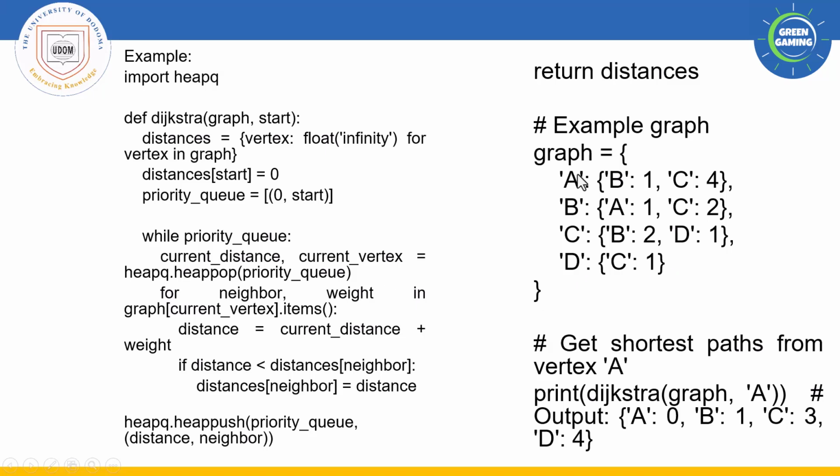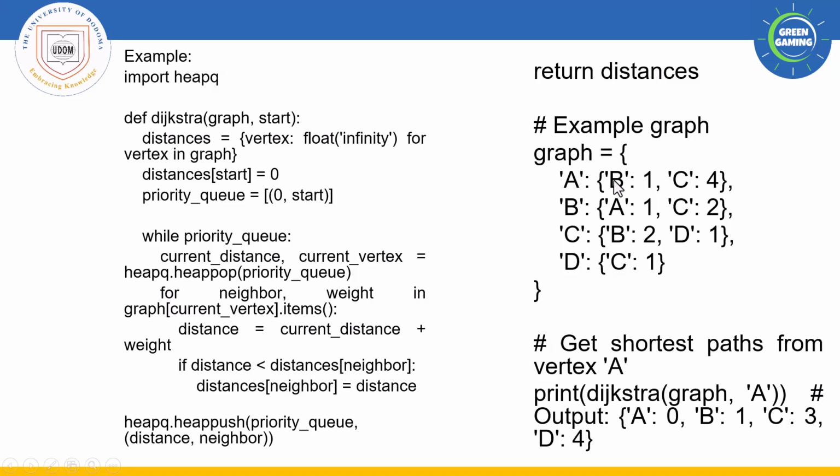Then we are setting the first distance here equal to 0. All of this remains with infinity, while A starts with 0. So we are starting to calculate the distance of each neighbor. To calculate the distance of a neighbor, we take the current distance, which is the distance of A, plus the weight.